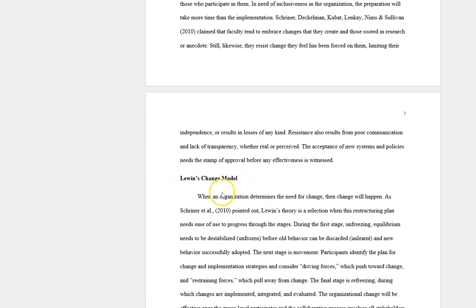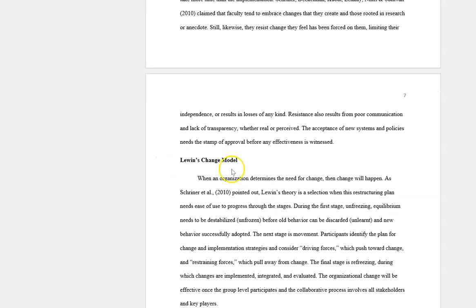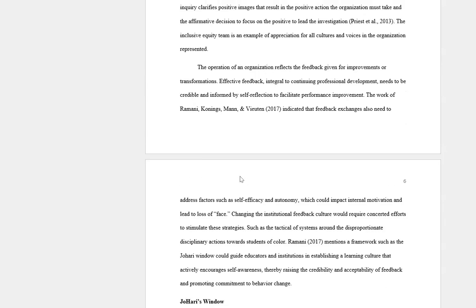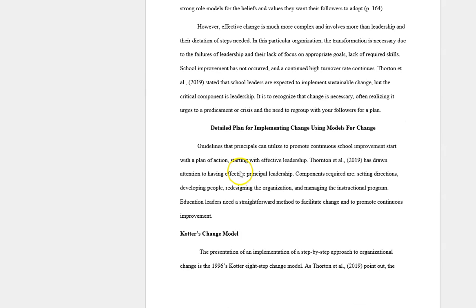Aha, look, here's Lewin's model, another thing where in this section that's a level 2 heading, so that shows that it is subordinate of this level 1 heading. So remember, the level 1 heading is centered, bold, and with the keywords that are capitalized. This is all about her detailed plan for implementing change using the models.